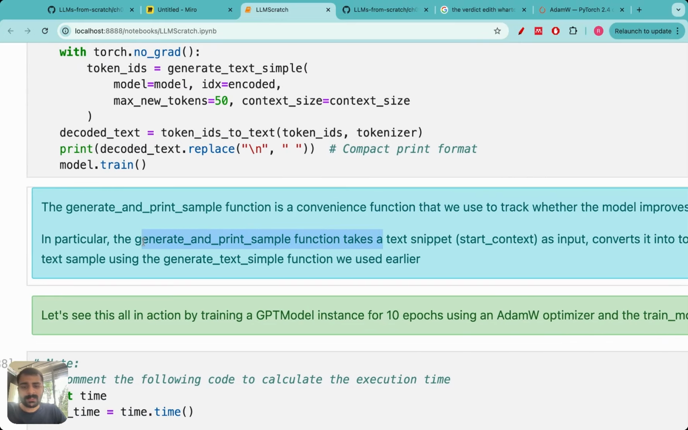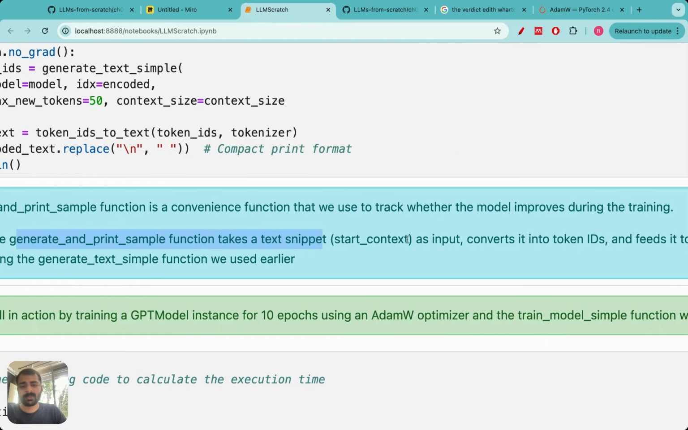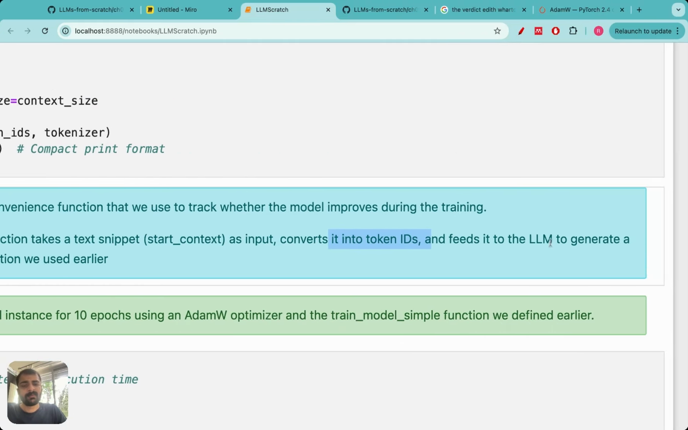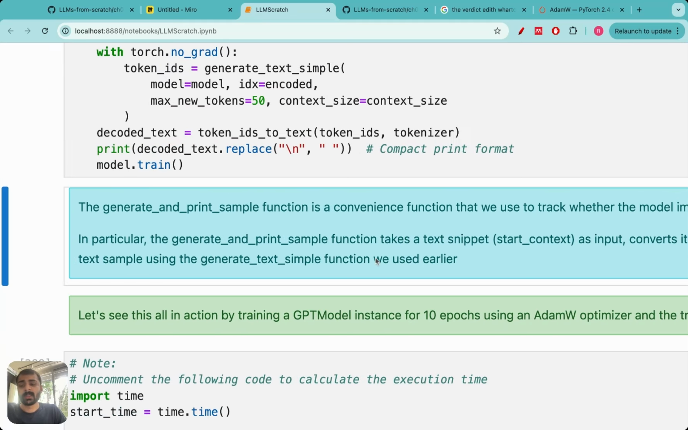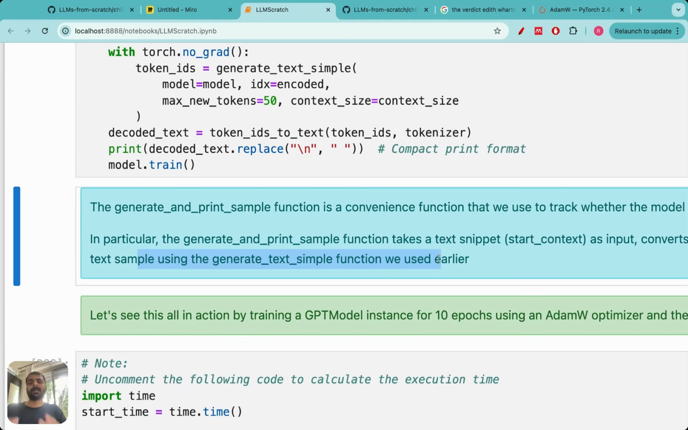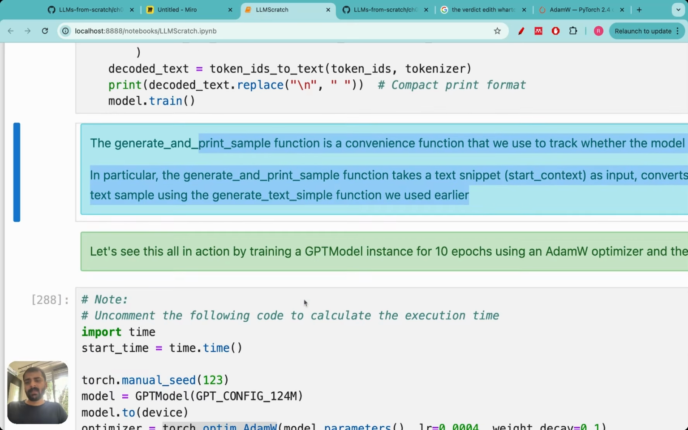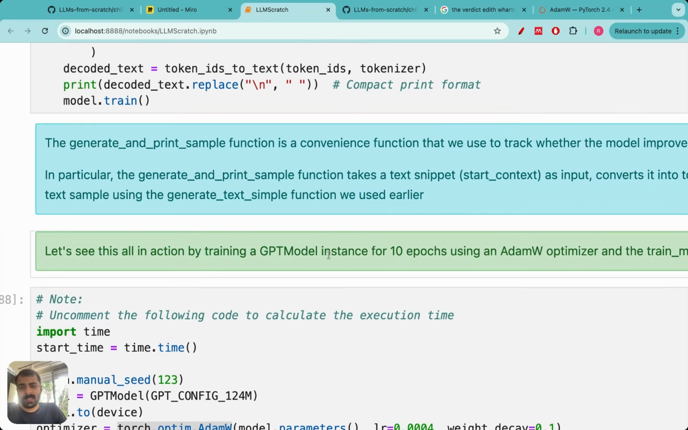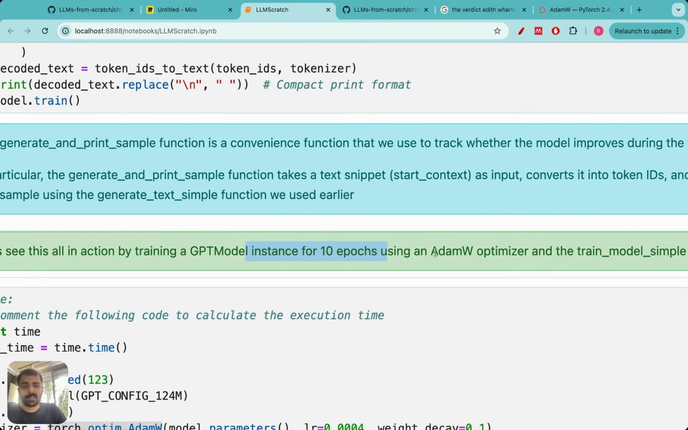The generate and print sample function takes a text snippet, called start context, as an input, and converts it into token IDs, feeds it to the LLM to generate a text sample at that particular point in the training. And we are going to print the text sample after every epoch, right? Now, let's see all of this in action by training a GPT model instance for 10 epochs using an AdamW optimizer.